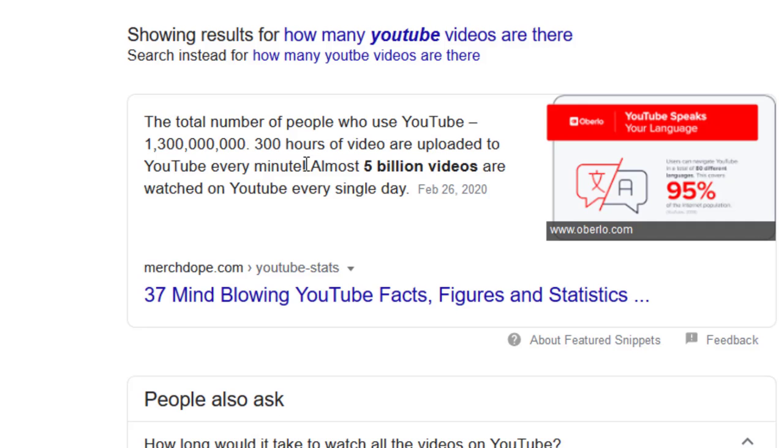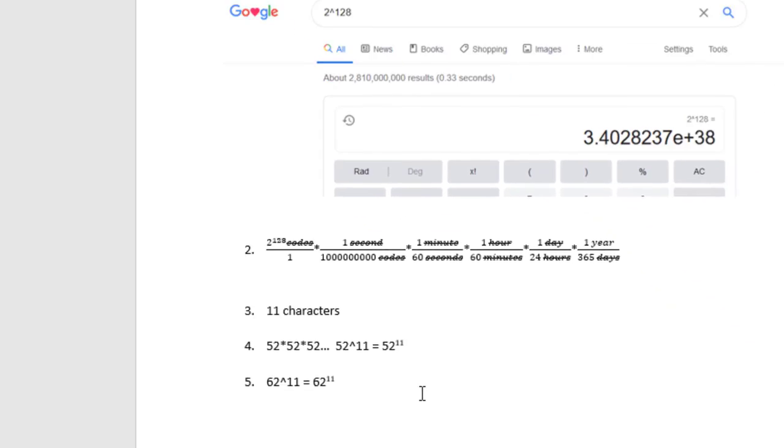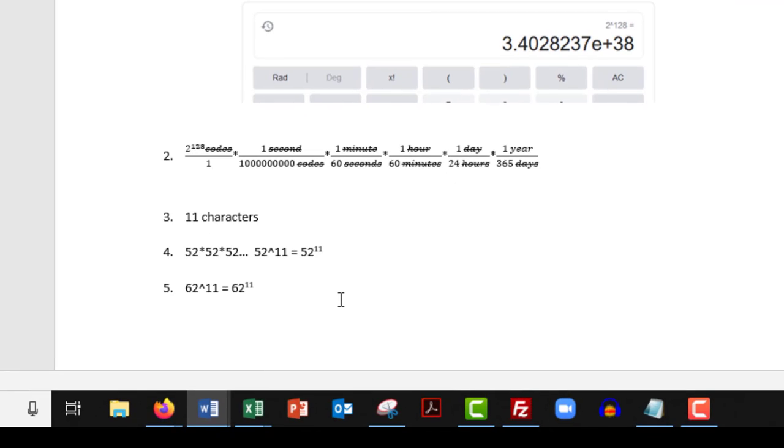Now, from some of this information, you can make up your own, I call these back of the envelope calculations. So for example, every minute, 300 hours of video are uploaded to YouTube. If you somehow knew how long a YouTube video was, that might be able to give you an idea of how many videos are uploaded. So I'll show you that for a second. So we know that, I'm just going to do a little number 6 here, a little something.